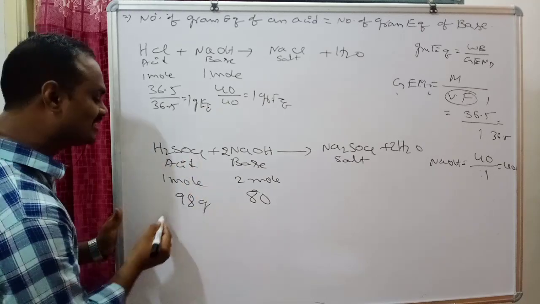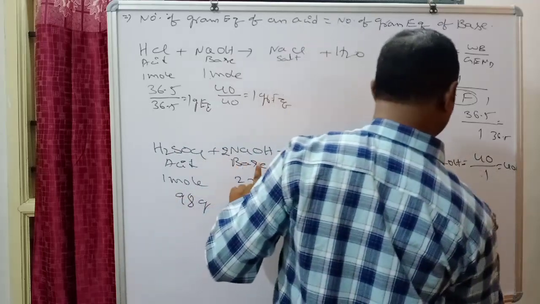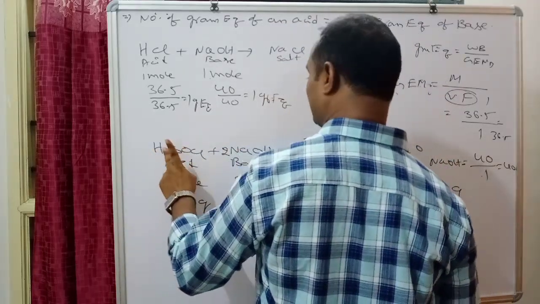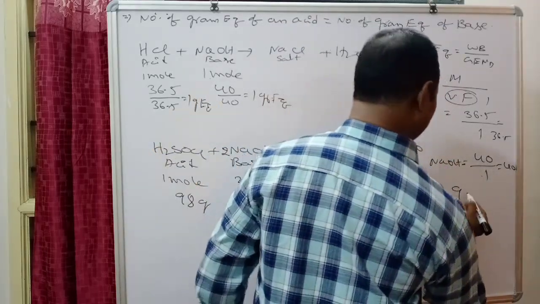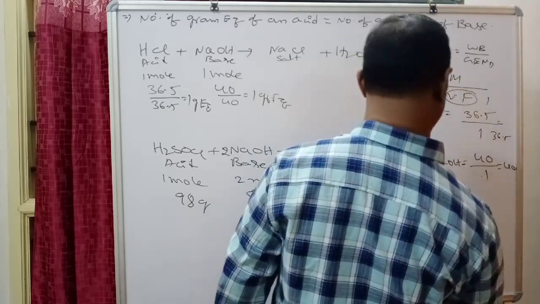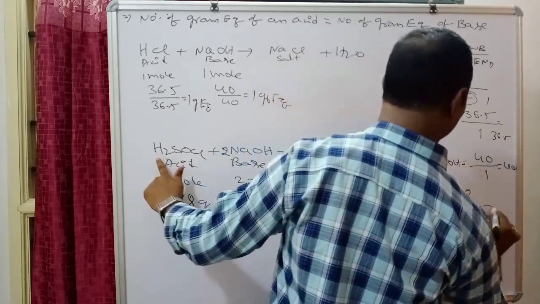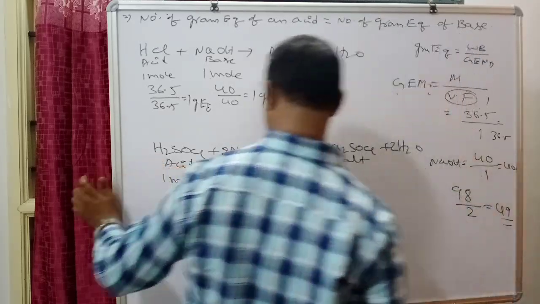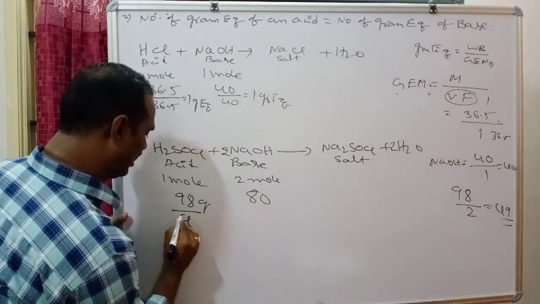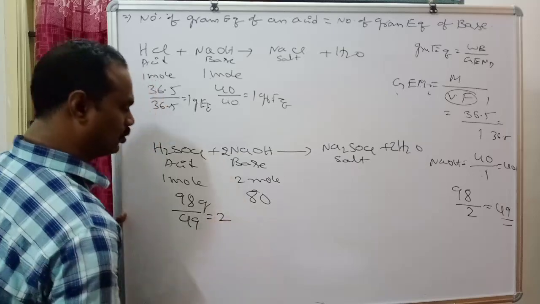Now the basicity of the acid H2SO4: it releases 2 H plus, that's why the basicity is 2. Now you see, sir, equivalent mass is formula molar mass by valency factor. Molar mass is 98 by basicity 2, equal to equivalent mass 49. So here 98 by 49 equals 2, sir.